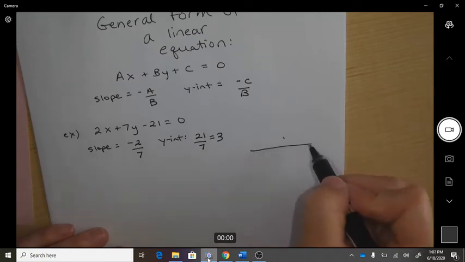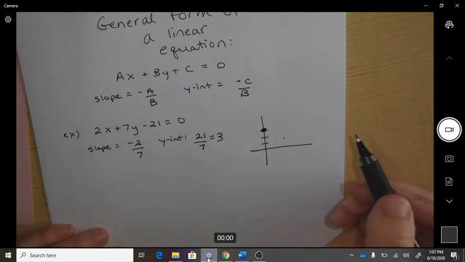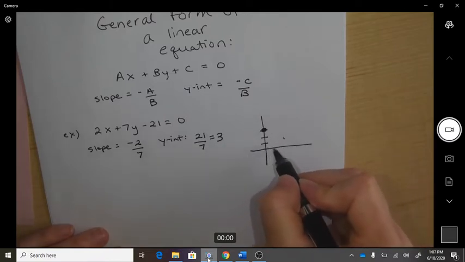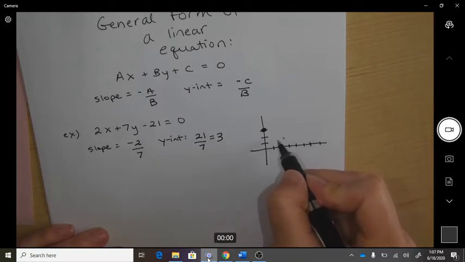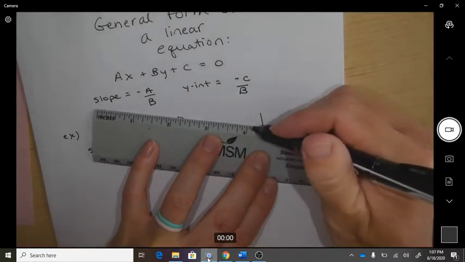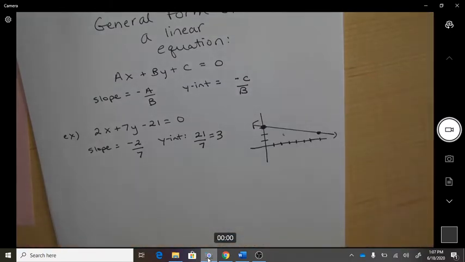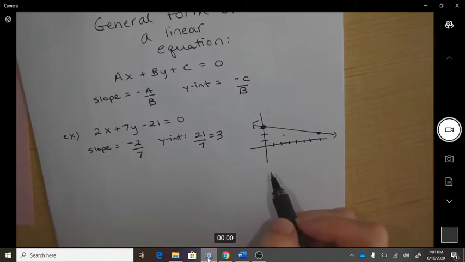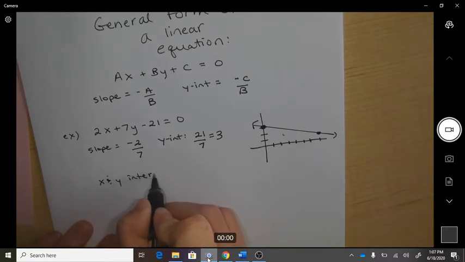So graphing this, I'm going to put my y-intercept first, and then I'm going to go down to right 7. And then that would be my line. Okay? I'm also going to connect some things from the past for you. So we also know the x and y intercepts. You'll see all these connections.